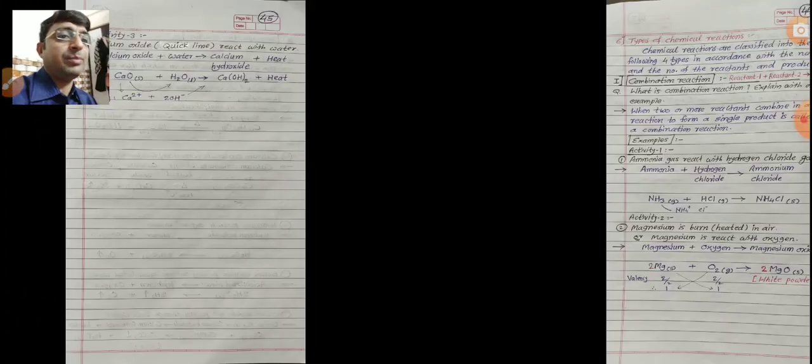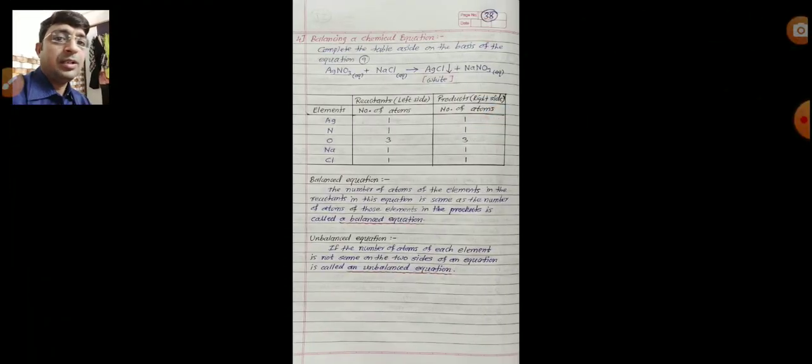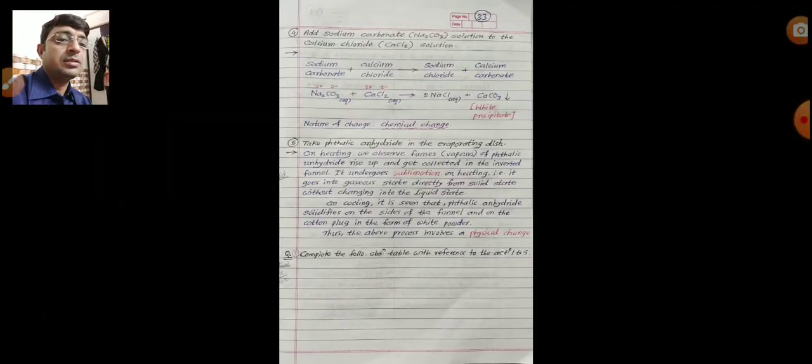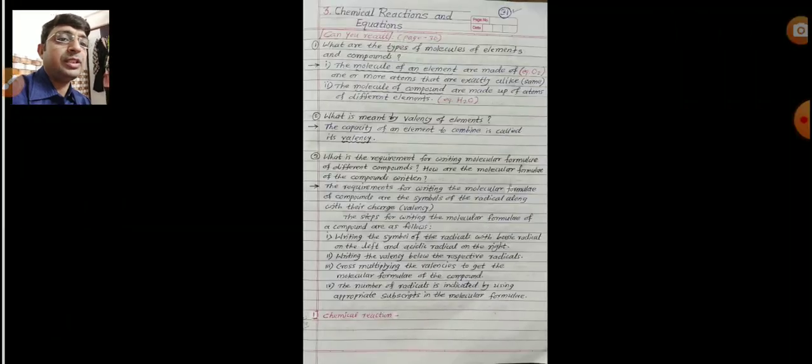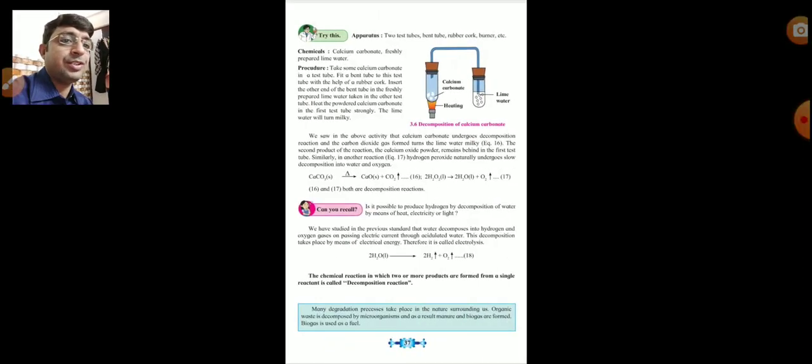This is the second type of reaction. The first type of reaction is the combination reaction. The second type of reaction is the decomposition reaction, and 2 more reactions we learn here.